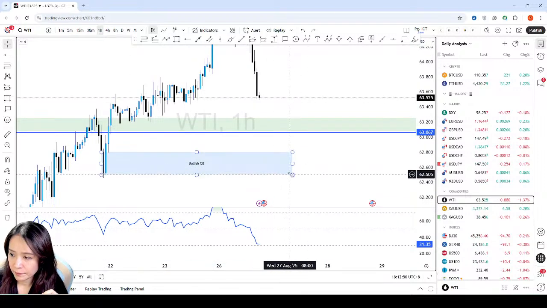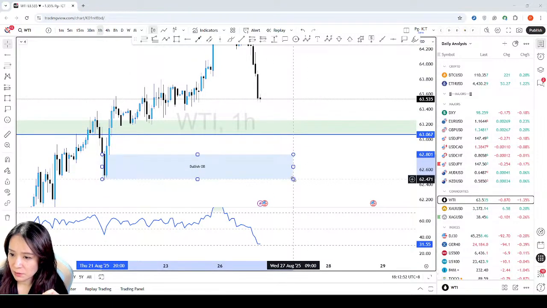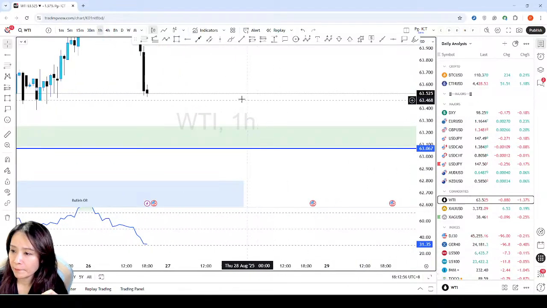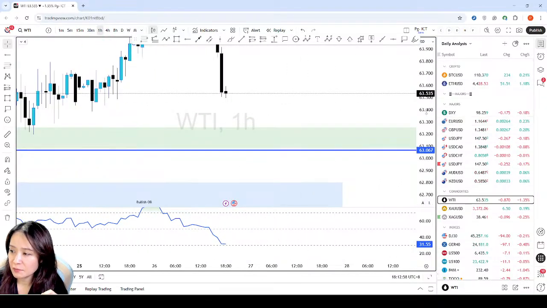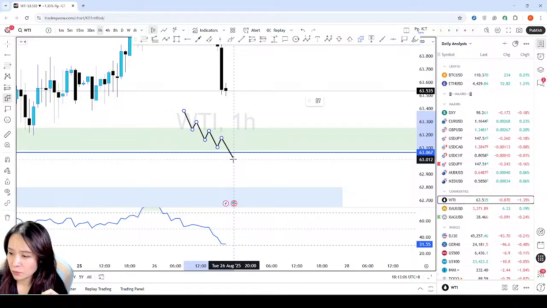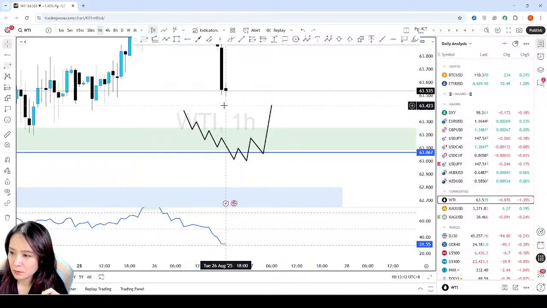This might be the zone. If you want to buy here on the lower time frame, you need to wait for a market structure shift. If price is falling on the lower time frame, you see the market structure shift, a pullback, and then you buy.